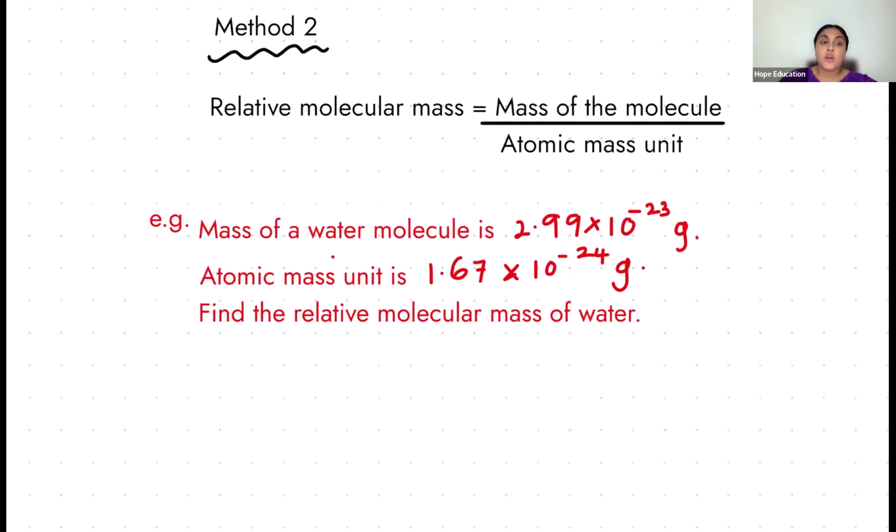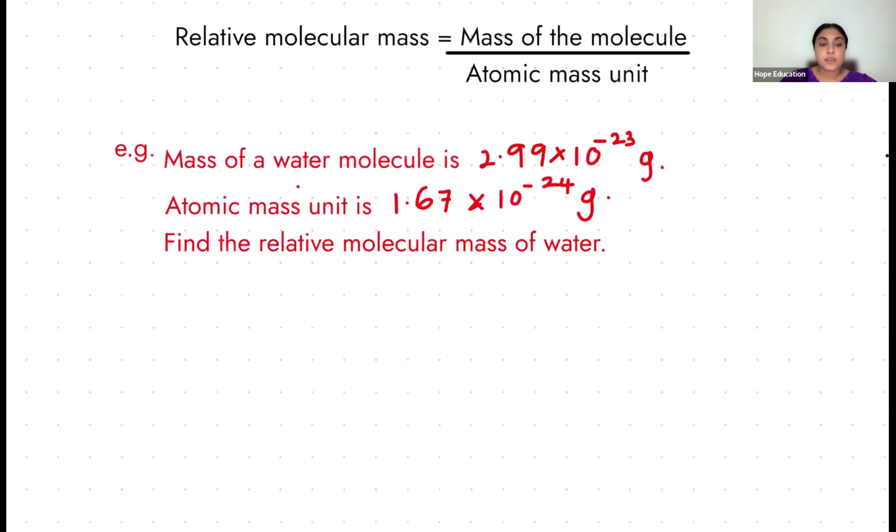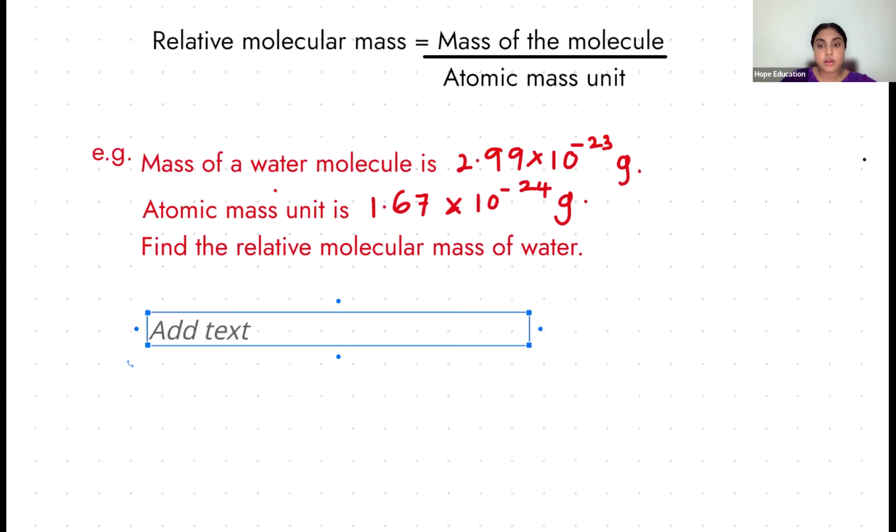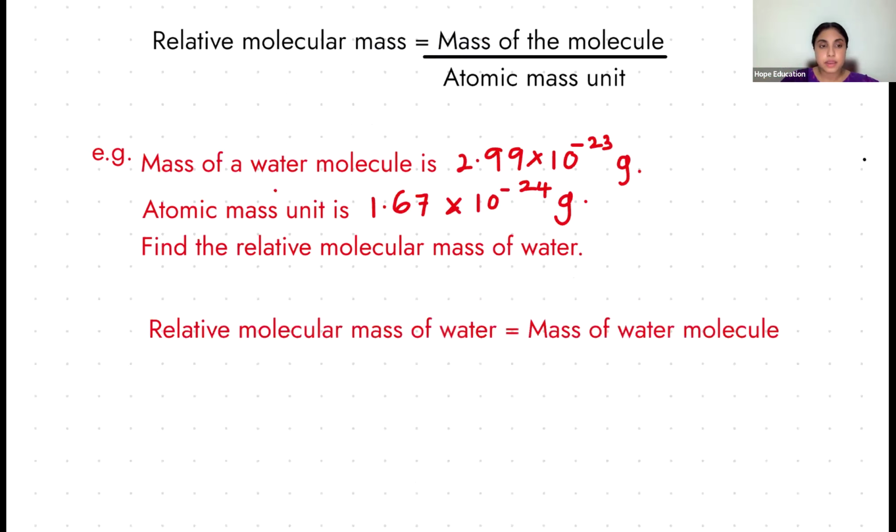Okay. All right. So relative molecular mass of water equals mass of water molecule, we divide that by atomic mass unit. So mass of a water molecule, they have given 2 point.